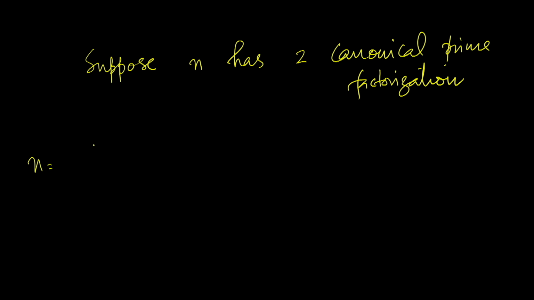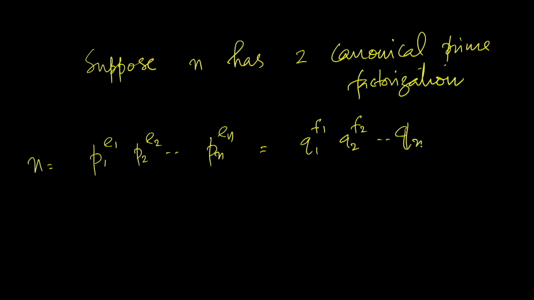Then n is p1 power e1, p2 power e2, and so on up to pn power en, which is also q1 power f1, q2 power f2 and so on up to qm power fm. So, n has two distinct canonical prime factorizations. But then let us consider this equation.